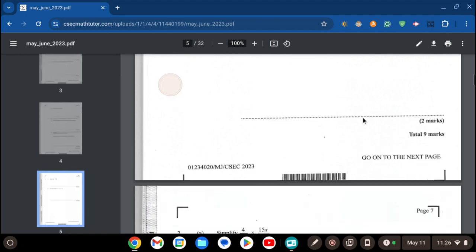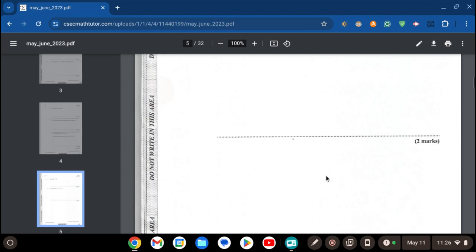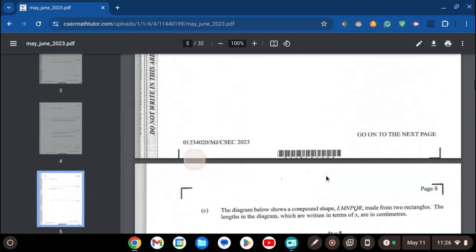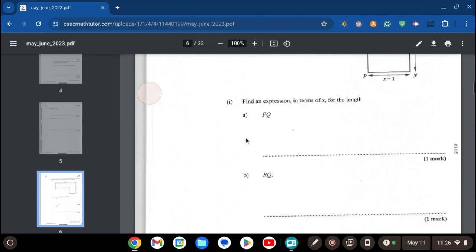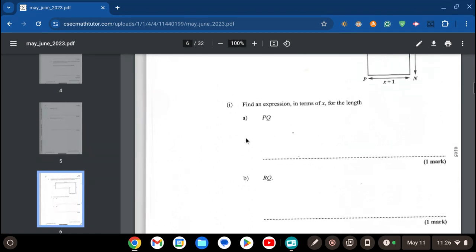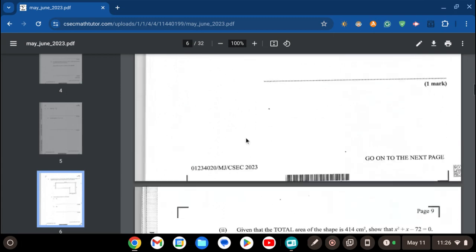So for question 2 now, right, you mostly get algebra type questions, right? So in this case you have algebraic fractions with indices, and then you solve this inequality, right? And again you have a shape here where you're supposed to write it as an expression, right? So basically question 2 is algebra type questions, and sometimes they can put it in the form of a shape like this, right?